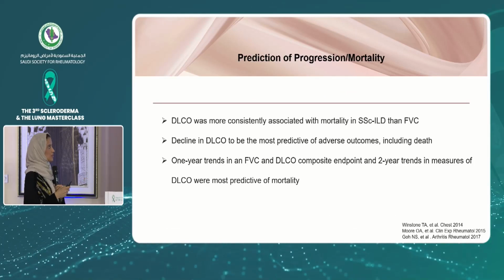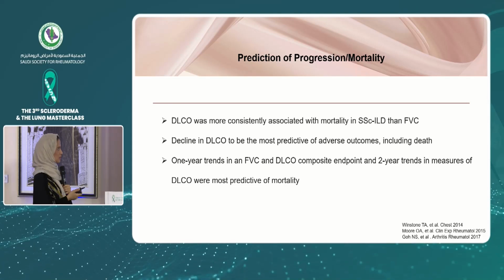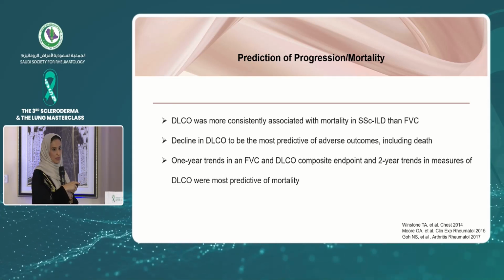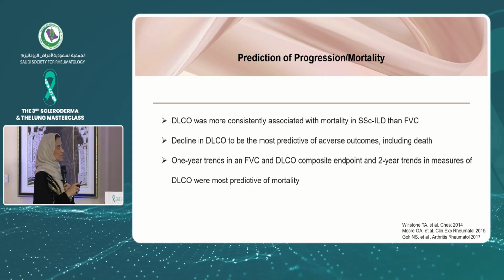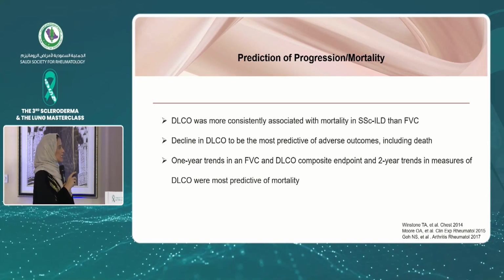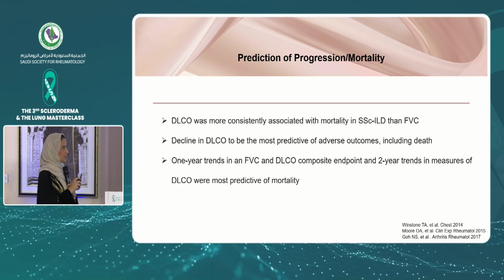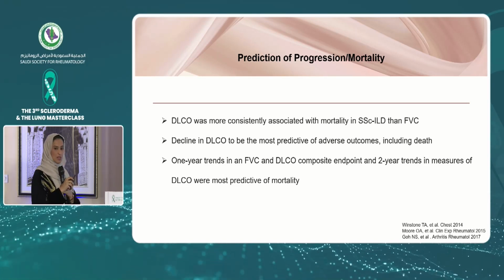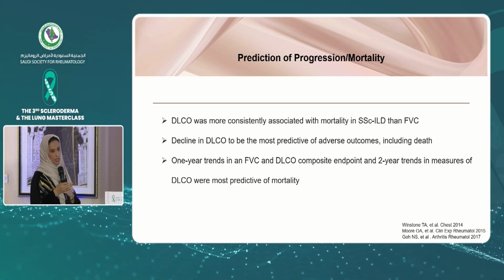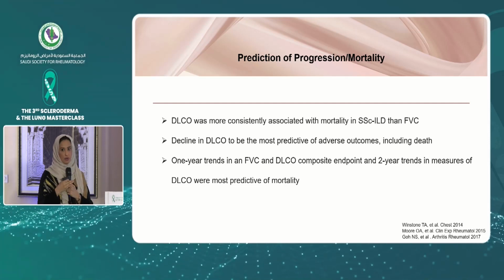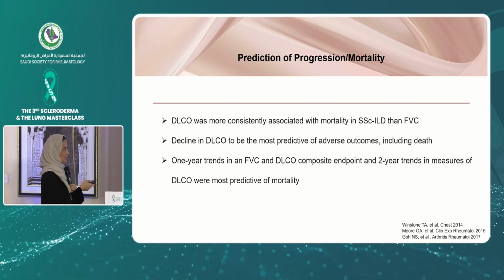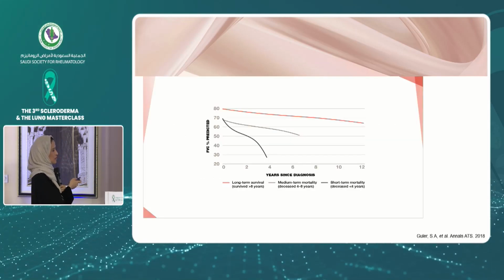What about predictions of mortality and progression? DLCO again is better than FVC in that regard. It was more consistently associated with mortality than FVC. Decline in DLCO is the most predictive of adverse outcome, especially mortality. And the 1 year trends in FVC and DLCO composite, again, this is the good role of composite endpoints. And the 2 year trends in the measure of DLCO are more predictive of mortality. You can see more figures in here.